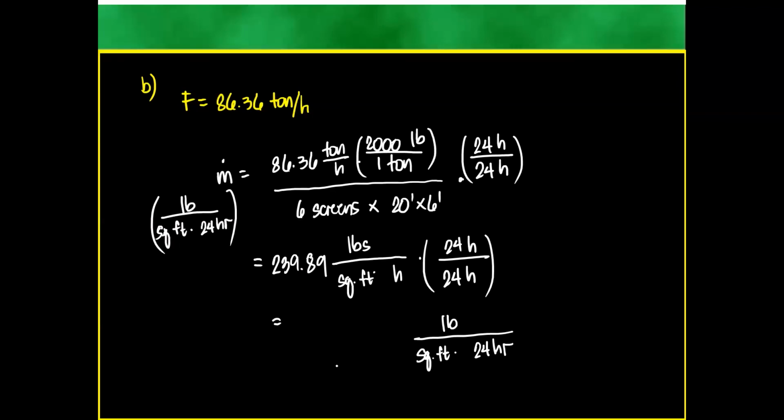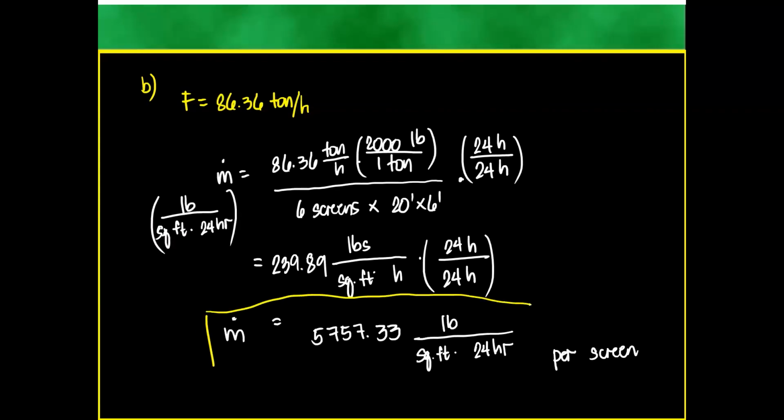If you multiply this by 24 hours, 5,757.33. This is on a per screen basis already because I divided by 6 screens. But if I did not divide by 6 screens, it's not a per screen basis. So this is the capacity per screen for every 24-hour operation. Can you follow, guys? All right.